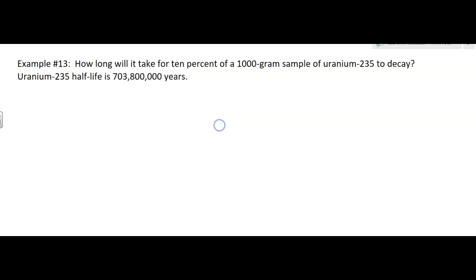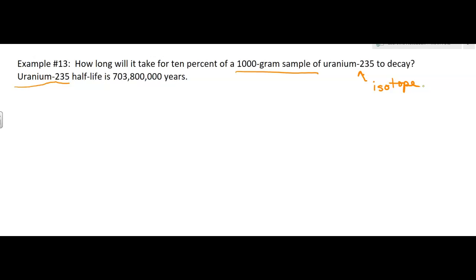How long will it take for 10% of a 1,000-gram sample of uranium to decay? Uranium-235, by the way. And that's just an isotope of uranium. So that's part of the name of the material we have.